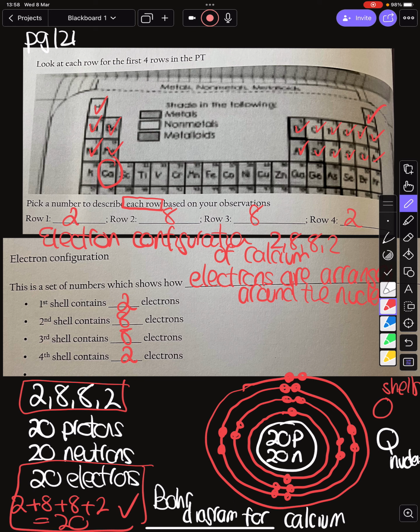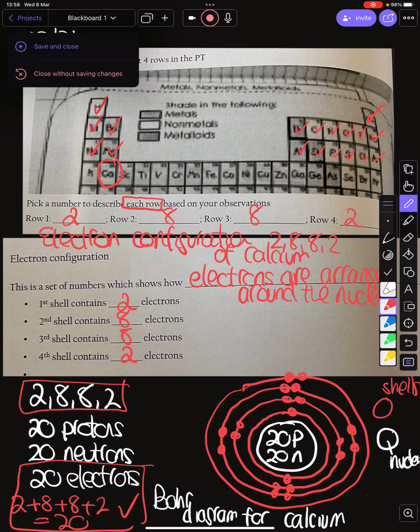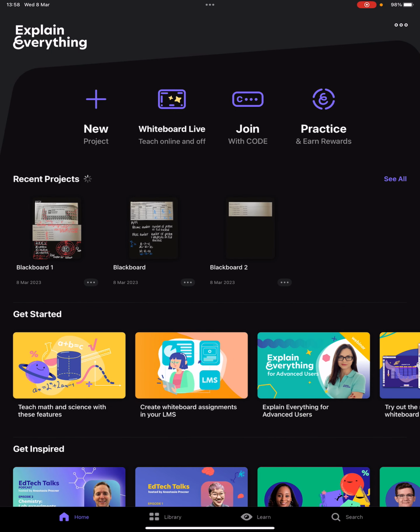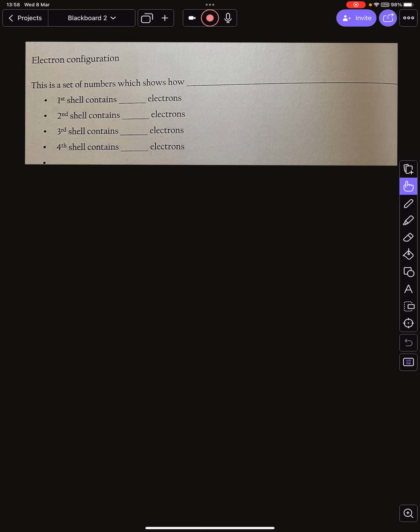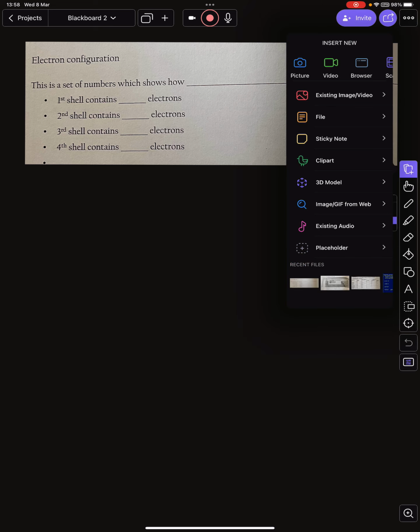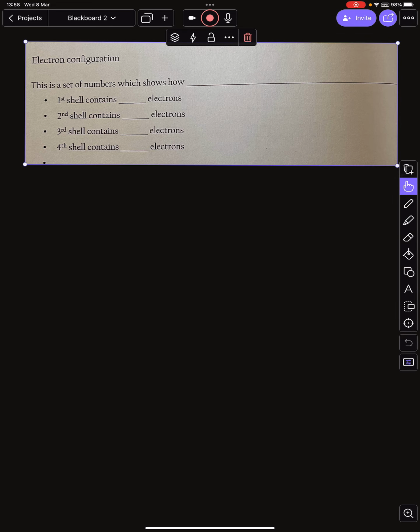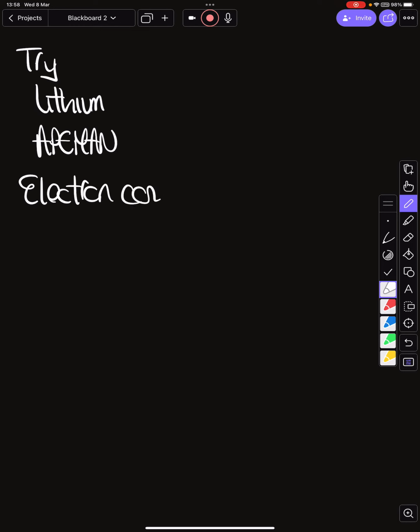Now, your homework is going to be page 120 and 121, seeing can you write electron configurations for everything. To help you, I'm going to do the original. On page 121, it says lithium. It has written APE MAN, it has written electron configuration, and it has written drawing.